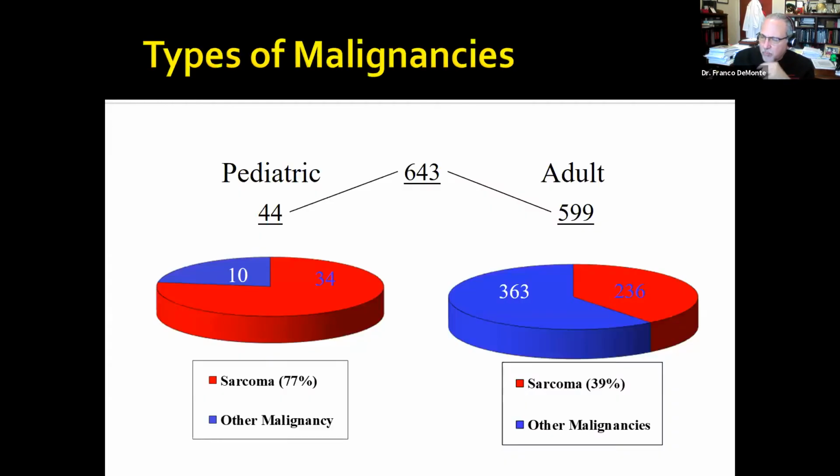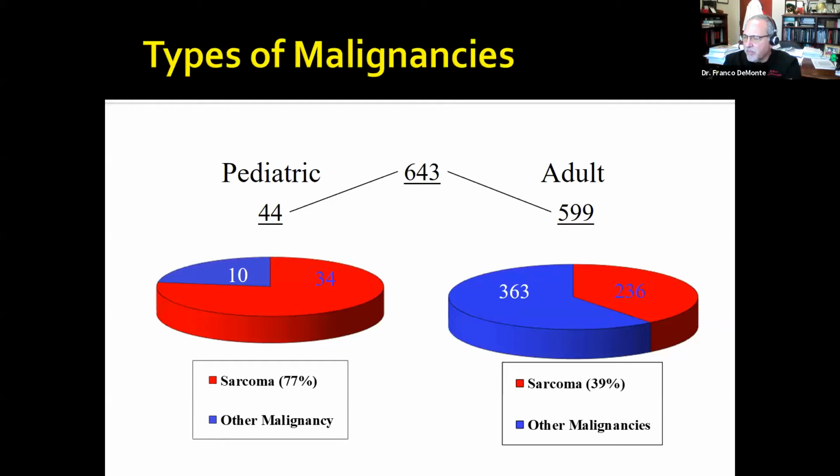And to put some context on it, this talk is about 650 or so malignancies that I've surgically managed. What you can see is that the majority are clearly in adults, which make up the large majority of what we see, with only about 44 that we've operated on in children. But you can see the different distribution of pathologies.